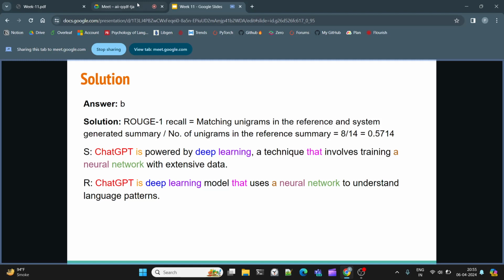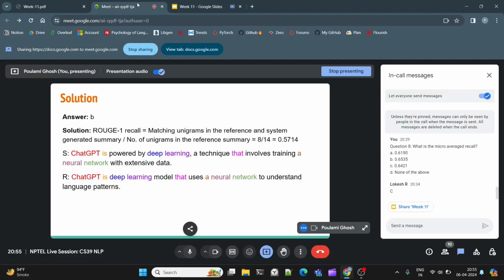Any other doubt in this question? We have a few more minutes, so ask doubts in this question or any other question, or something from the slides as well, we can take it up. Ma'am, here the reference summary is the second statement that is given in the R? Yeah.